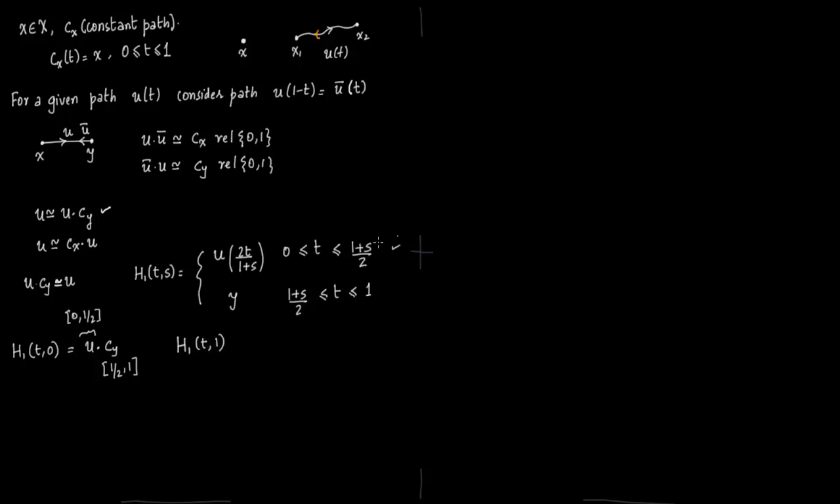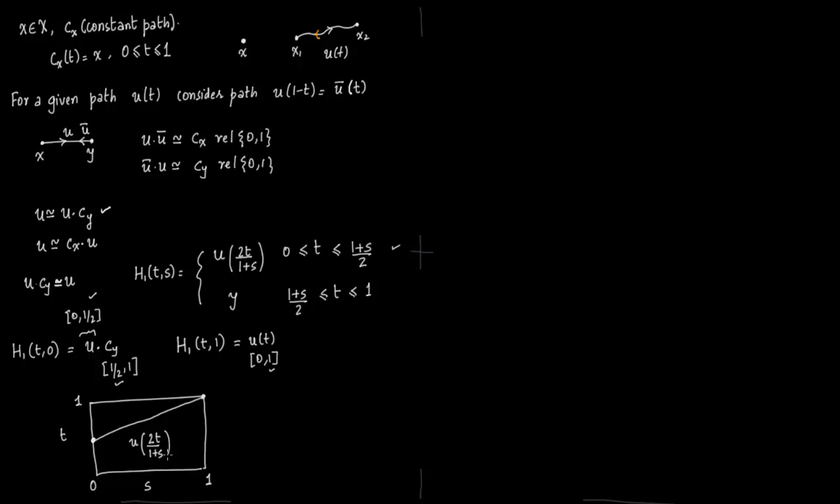Then you plug in s equals 1. I'm writing h1 of t comma 1. So you have u of t, since you have plugged in s equals 1, so it is u of t. You can sometimes draw a rectangle also. The horizontal side is s goes from 0 to 1, and the vertical side is t goes from 0 to 1. So notice that the switching value of t when s is 0 is half, and when s is 1, t is 1. So there is only one value of t, that is 1 here. So you can see the two homotopy values we have taken on either side. The first is u of 2t over 1 plus s, and then you have y here.